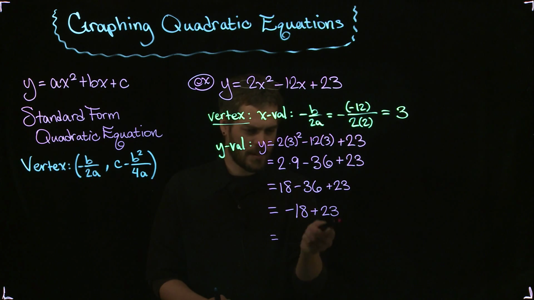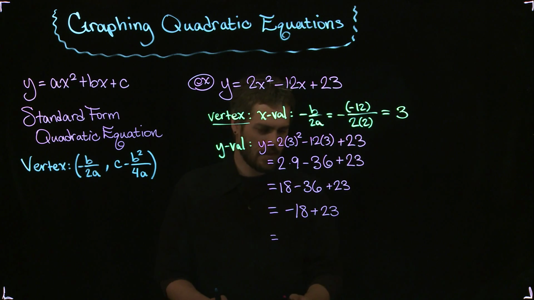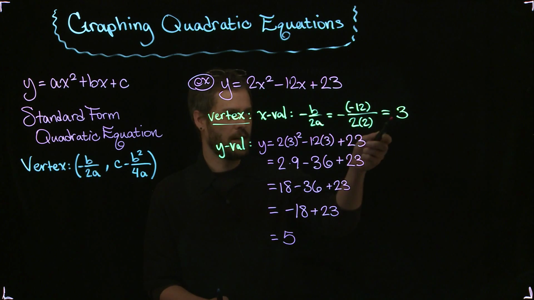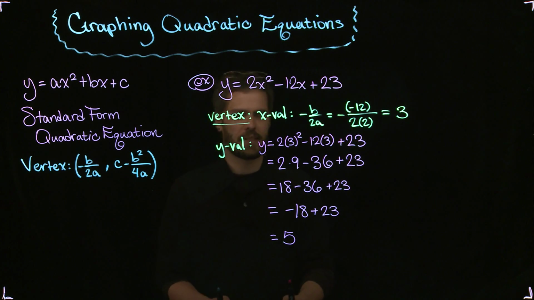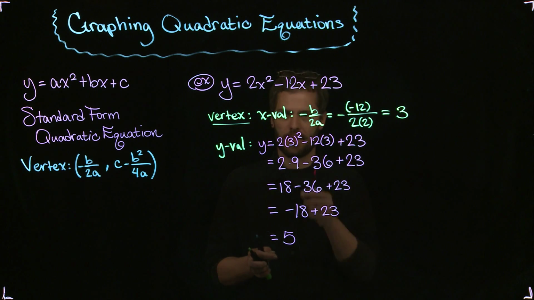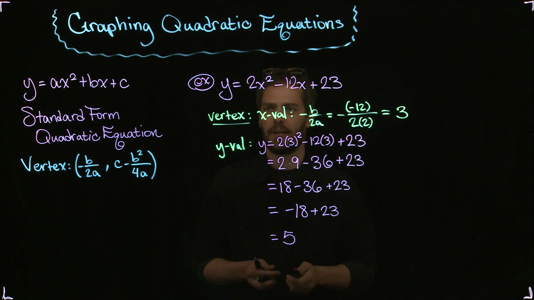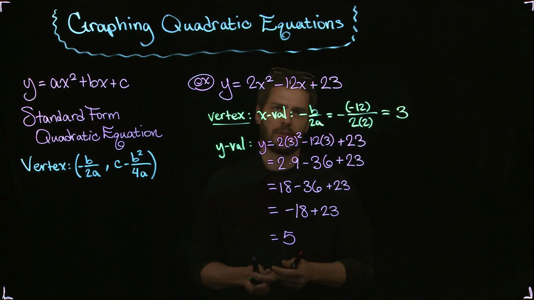If I added 20 to that, I would be at positive 2. I'm adding 23, so positive 5. And what that tells me is that I can put a point on the graph at (3, 5), and I know that's either the maximum or the minimum. It's either the top or the bottom of whatever this quadratic equation turns out to look like on the graph.